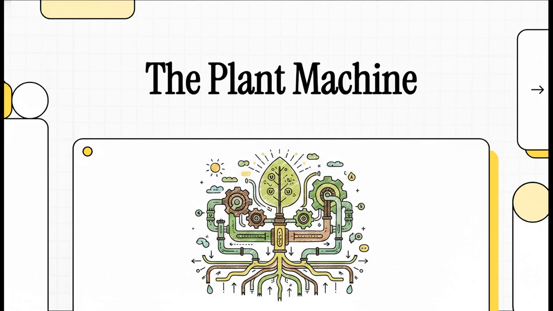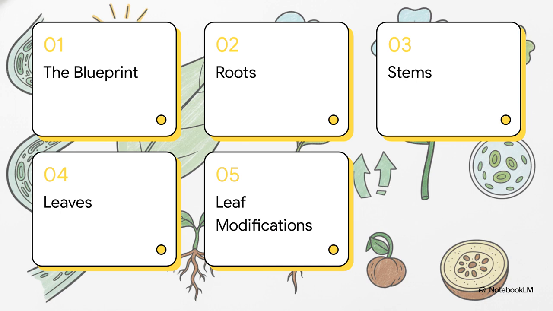By the time we wrap this up, I promise you're going to see every tree, bush, and blade of grass as an absolute marvel of biological engineering. Here's the roadmap for our explainer today. We're going to start with the overall blueprint, then dig into roots as the engine, move up the stems, which are basically the plant's highway, check out leaves as solar factories, and finally look at some wild leaf modifications.